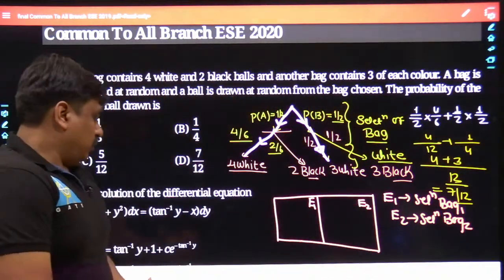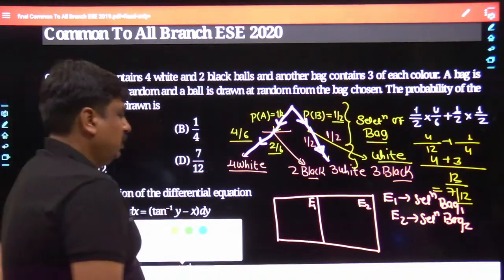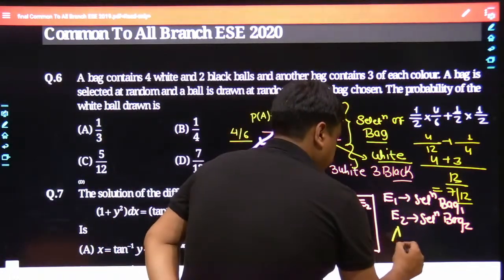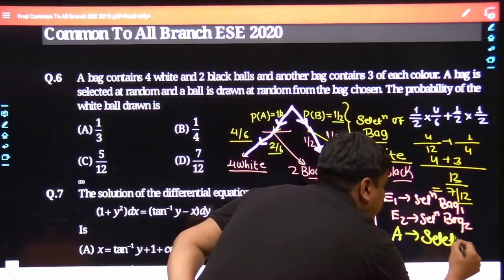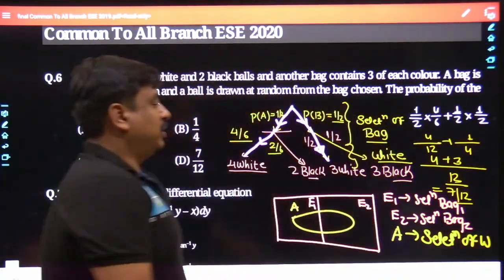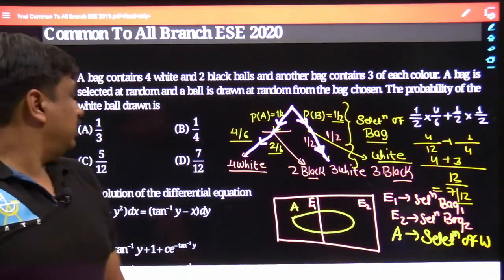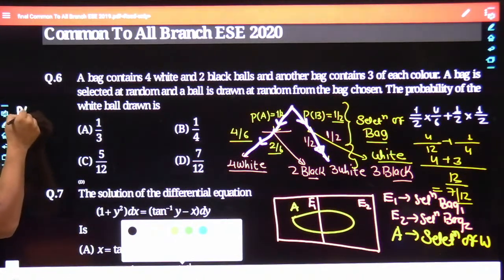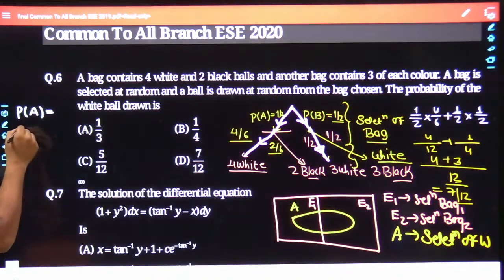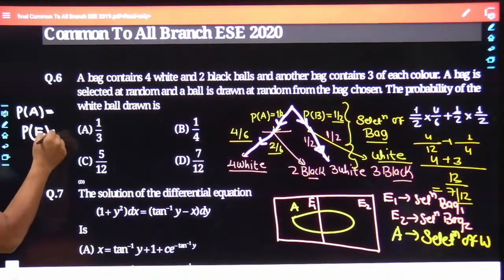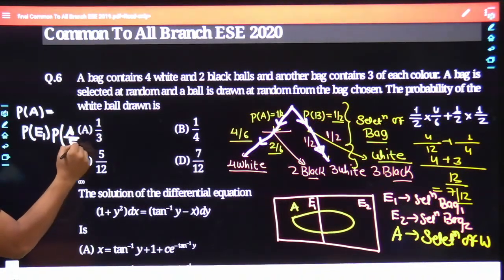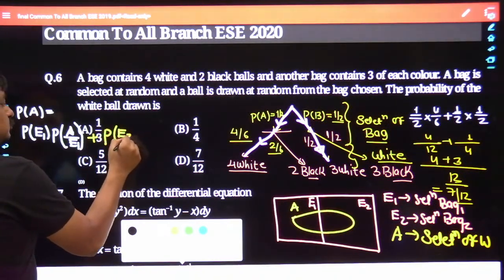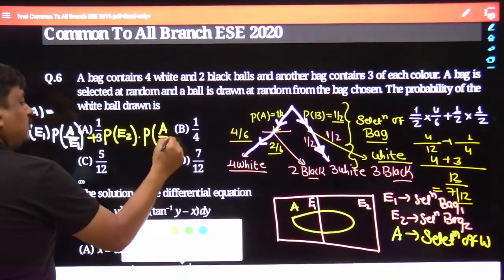Yes. And now what we had to do, we had to take a foreground event. It has been taken as A, and that's nothing but the selected ball being white. Selection of the white ball. May I know how we'll calculate this? Obviously, we can calculate it easily. The process would be P of A is equal to P of E1 times P of A by E1, plus P of E2 times P of A by E2.